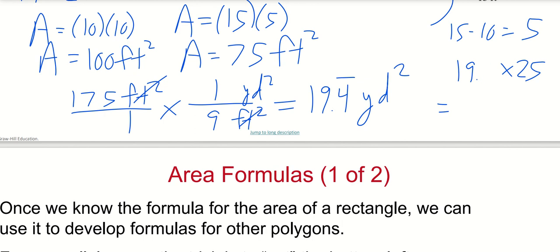not sure why I wrote 19.5. We said it was 19.4 with a bar over it. So when I enter it into my calculator, I'm going to put 19.444, as many fours as I can enter. Multiply that by 25, and we would see that to the nearest penny, the total price is going to be $486.11.